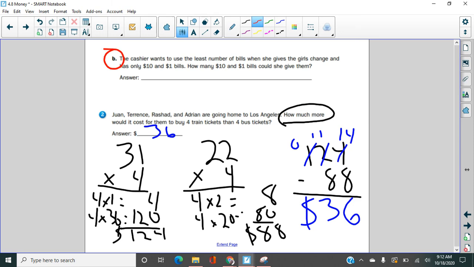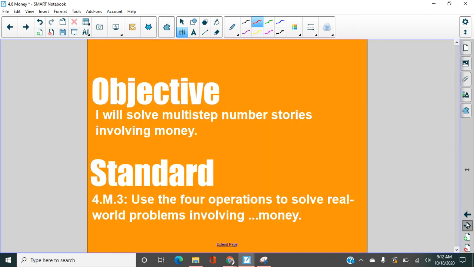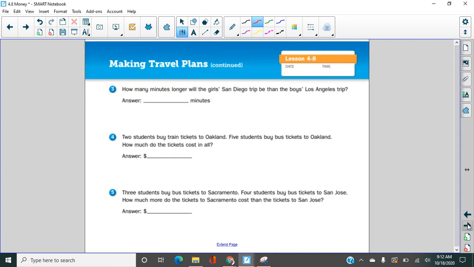All right, what you are going to finish, listen carefully. You need to finish part B here, and then you are going to do questions. Oh, there's our goal here, right? We're solving multiple step, more than one step, number stories involving money. You need to complete these 3 problems, 3, 4, and 5. Now you can go farther than that, but you are completing those problems there on the next page. But you'll need to use that table to help you as you're going.